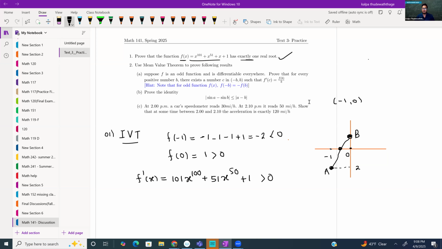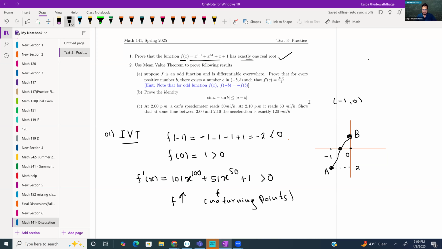That means this function is always increasing. The function's derivative not equal to 0 means there's no way it's turning. There are no turning points. You can say it's increasing. This means the function is increasing with no turning points. You can apply Rolle's theorem.